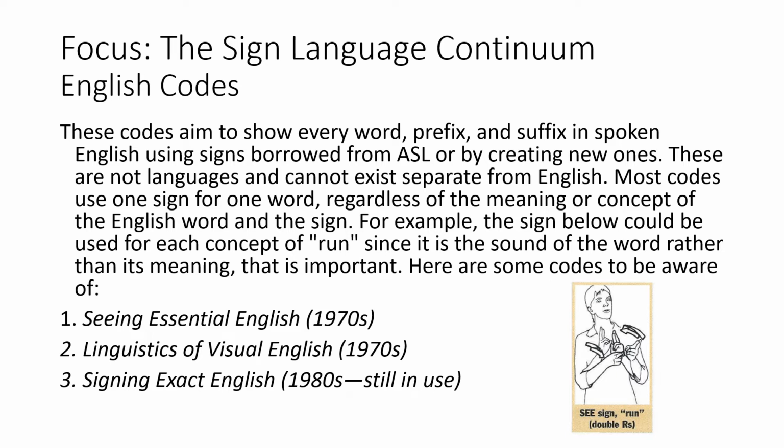Here are some codes to be aware of. Seeing Essential English from the 1970s, Linguistics of Visual English, also from the 1970s, and Signing Exact English from the 1980s, which is still in use. The picture at the bottom right is the SEE sign for run, using 2R handshapes.